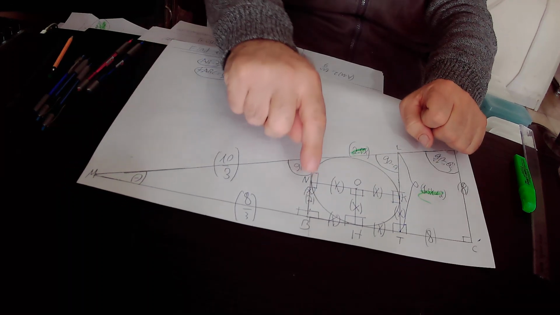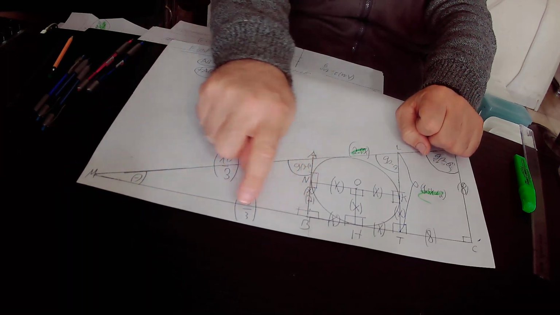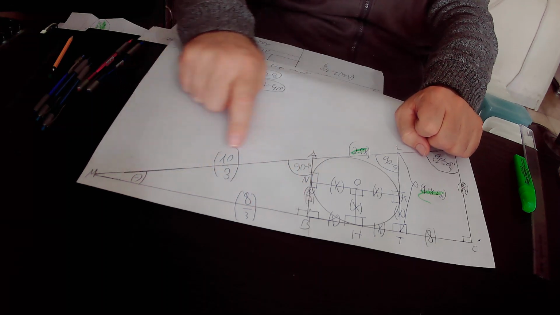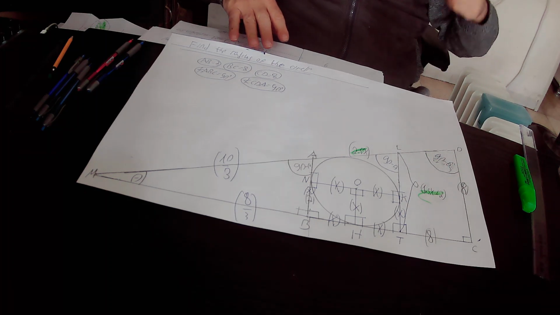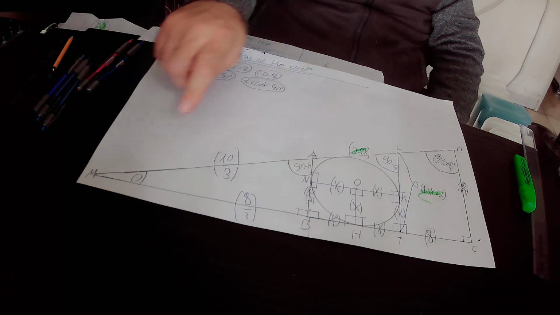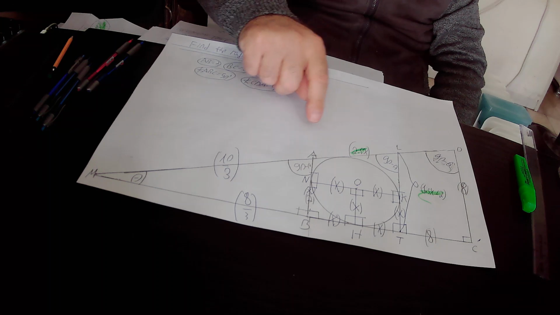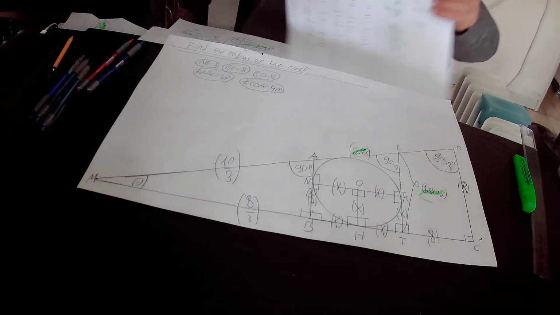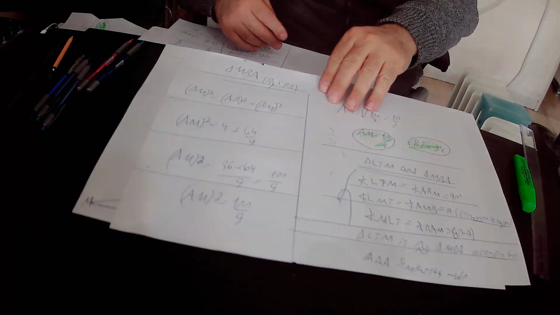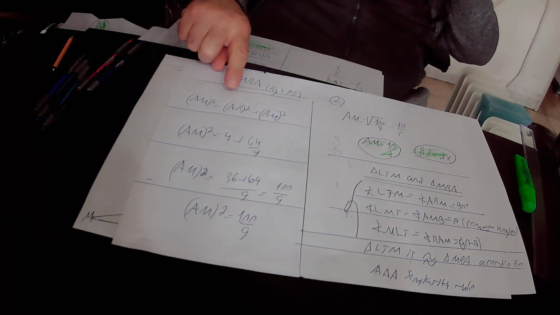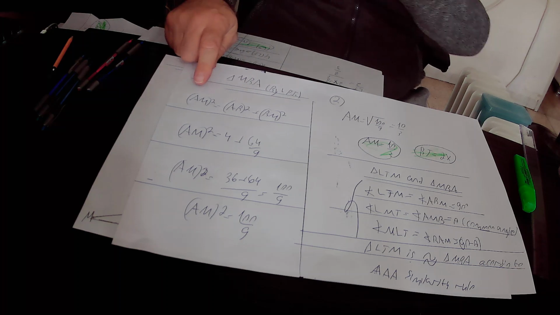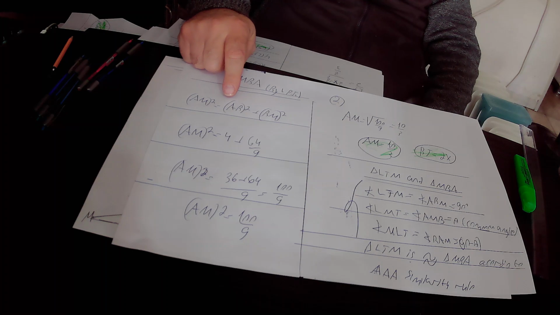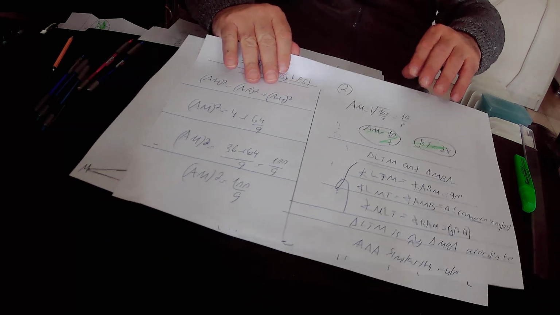Then we focus on this small right triangle ABM and implement the Pythagoras theorem on this small right triangle MBA. In the small right triangle MBA, AM square equals AB square plus BM square. So AM squared, that is the square of the hypotenuse, equals AB square. AB is 2, therefore AB square is 2 squared, that is 4, plus BM square.